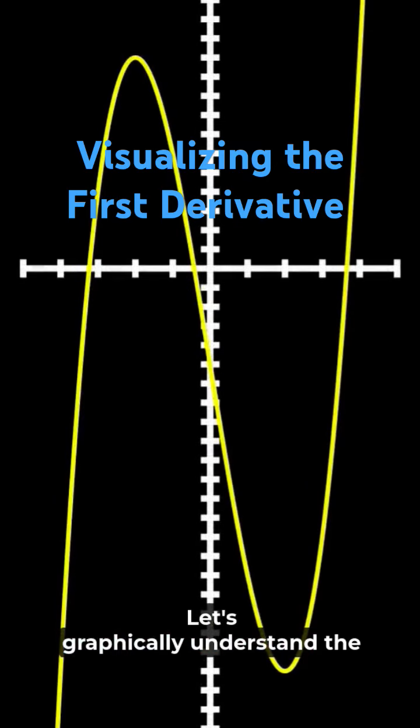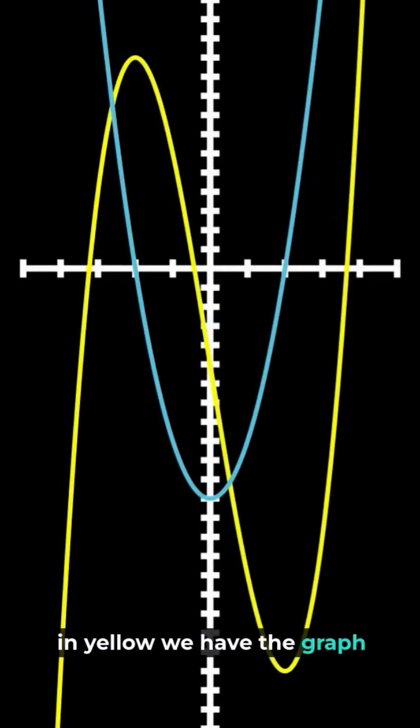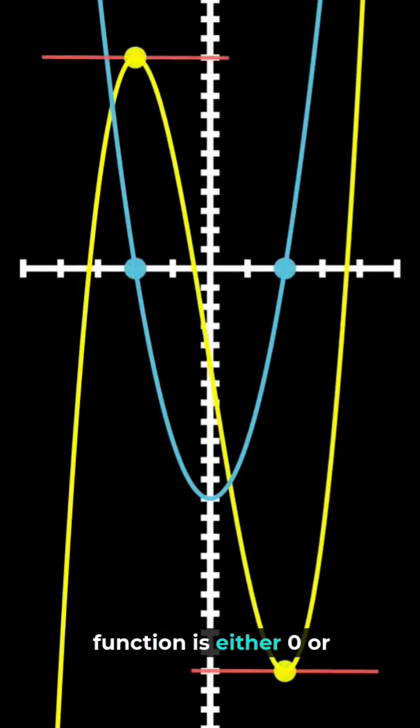Let's graphically understand the relationship between a function and its first derivative. So in yellow, we have the graph of our function, and in blue, we have the graph of its first derivative. So the zeros of our first derivative are going to correlate to the critical points on our function, which is where the slope of our function is either 0 or undefined, as you see here.